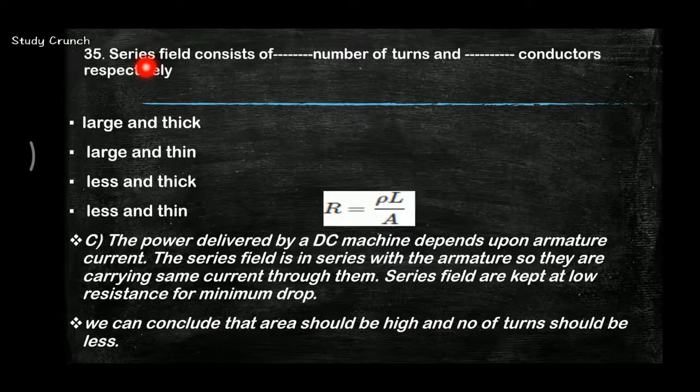Next, series field consists of less number of turns and thick conductors respectively. Again by the same formula, R equals rho L by A. The power delivered by a DC machine depends upon the armature current, and the series field is in series with the armature so that they carry the same current through them. So series fields are kept at low resistance for minimum drop.